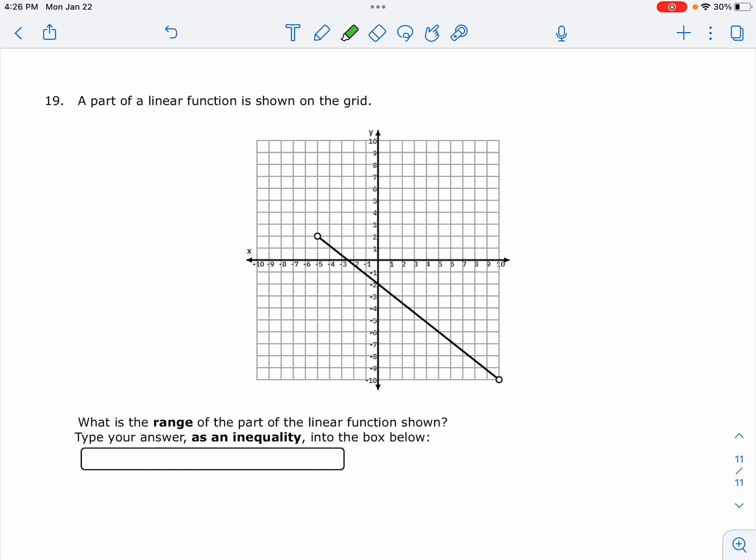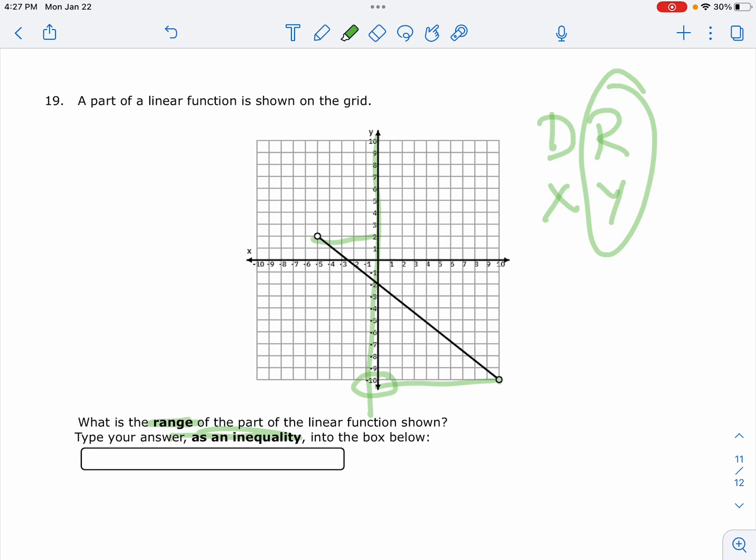Okay, I have a linear function on a grid, and all they want to know is the range. And I do have to type it as an inequality. So what we've learned to do with our symbols, you're going to have to do that, okay? So I'm doing my range, which is my y-axis. Remember, DRXY, range. And it looks like I'm going anywhere from -10 up to +2.